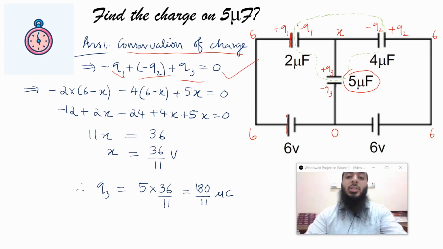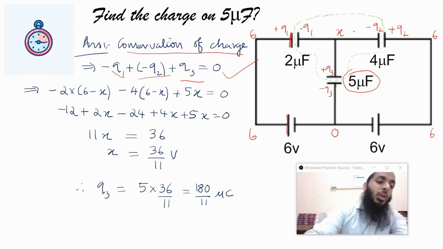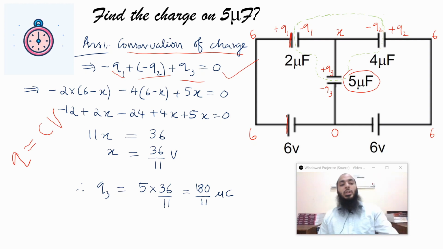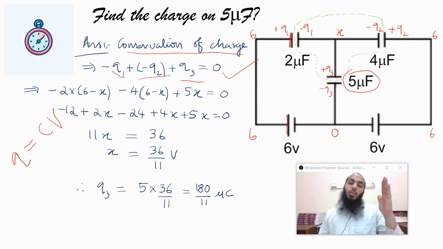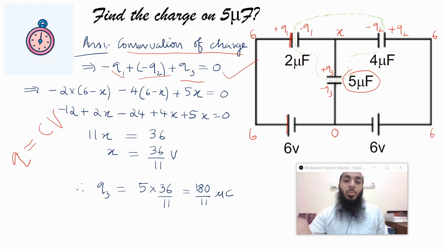Now, what is Q1, Q2, Q3? We have a relation Q is equal to CV, where C is the capacitance and V is the potential difference, V plus minus V minus: the positive plate's potential minus the negative plate's potential. So it will be 6 minus x.